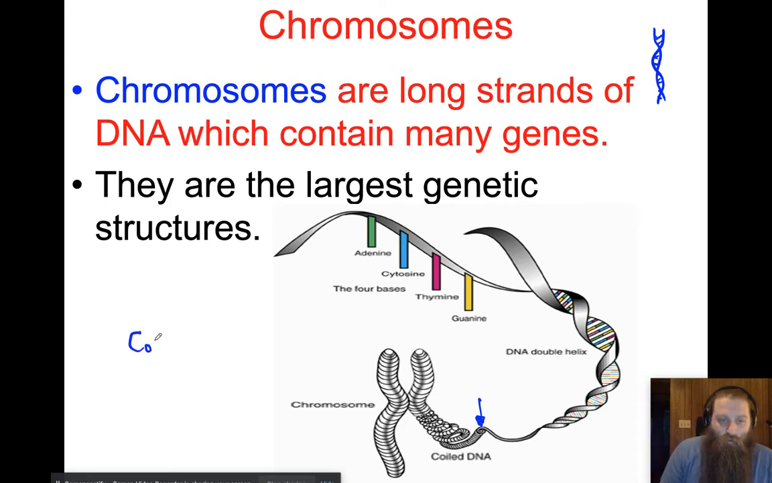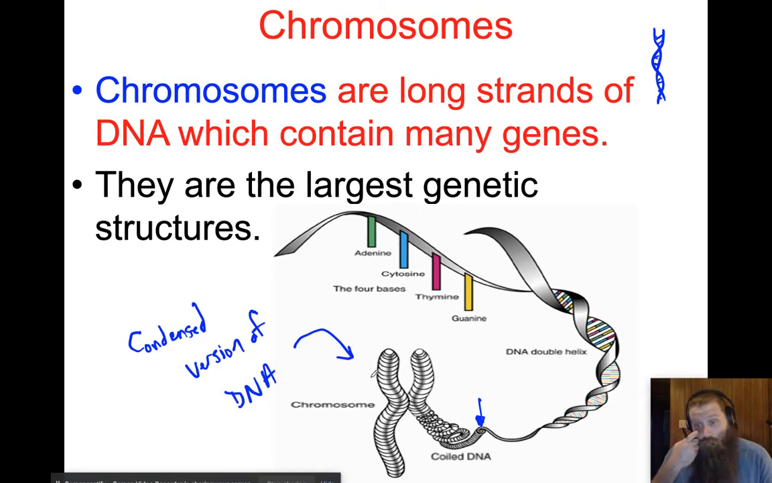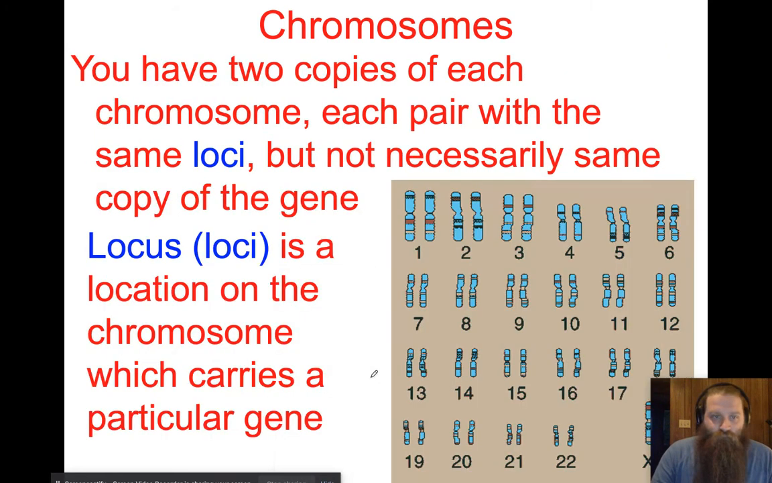So this is a condensed version of DNA. And the thing about a chromosome is you only see a chromosome when a cell is splitting, because you can't read the DNA when it's all wrapped up like that. So you're only going to see a chromosome when we're talking about mitosis or meiosis. You shouldn't see a chromosome in a cell when it's undergoing interphase.